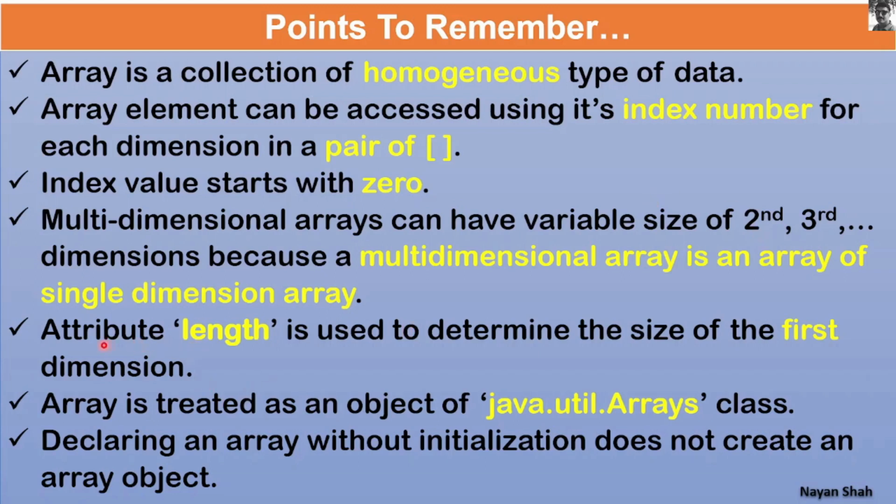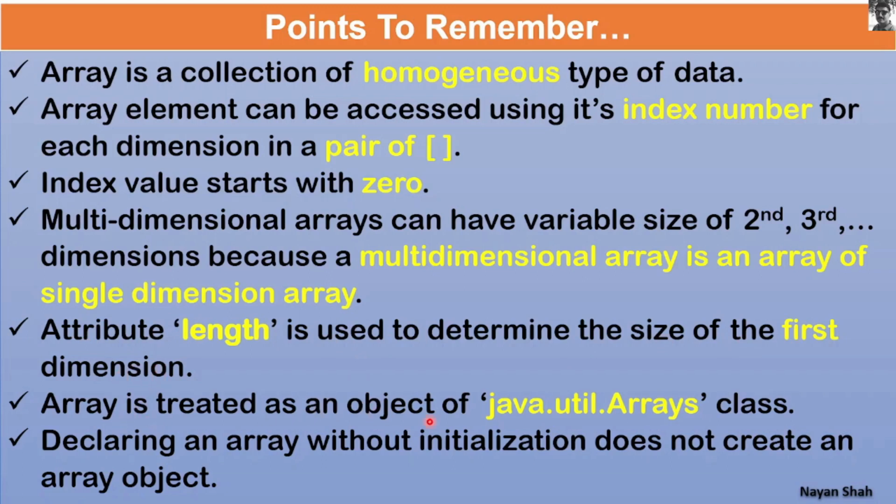Length attribute or length property, you can call it property, you can call it attribute. As you know, we discussed the terms attribute and property in chapter 6. So both are the same. It is used to determine the size of the first dimension of the array.